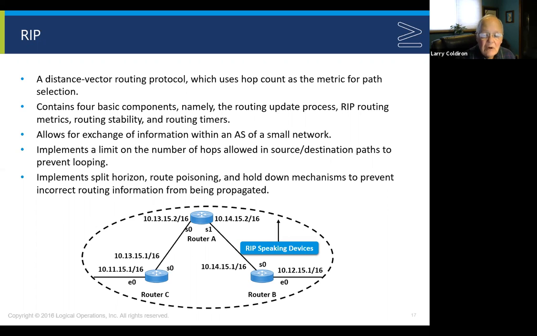It implements split horizon, route poisoning, and hold down mechanisms. These are things that we'll look at, but simply put, split horizon says that you can't send information back the route that it came from. So if somebody tells me a secret, I can't tell it back to them. If this guy tells me a route, I can't give it back to them.